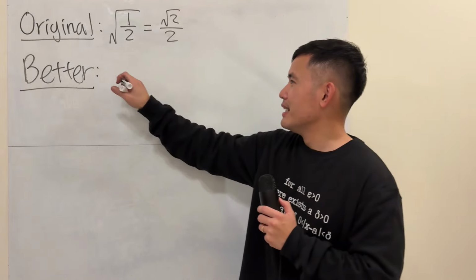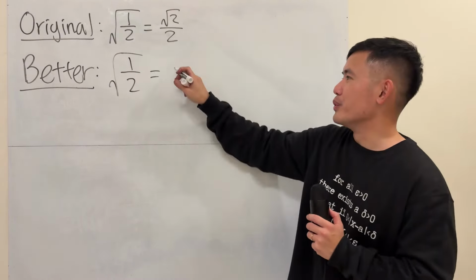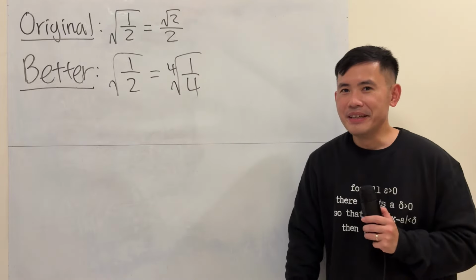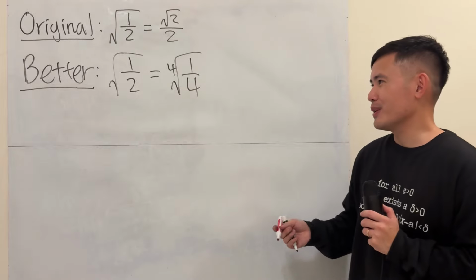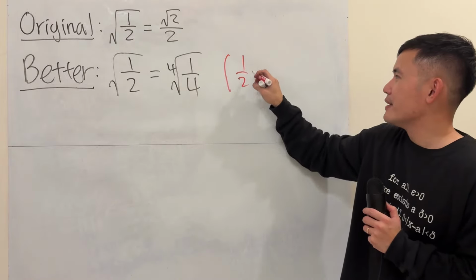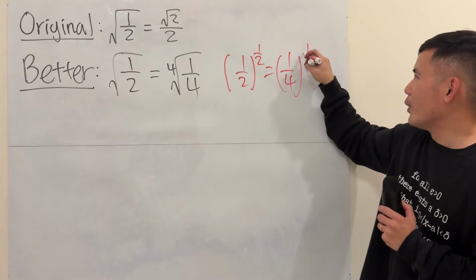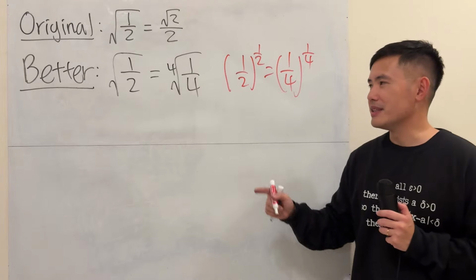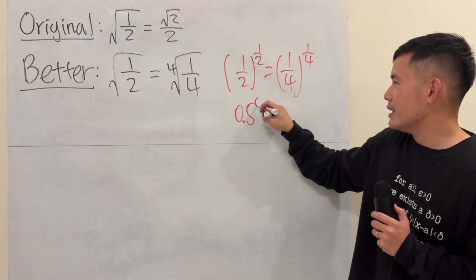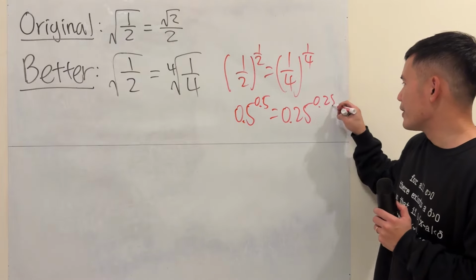Check this out. I will tell you, square root of 1/2 right here is equal to the fourth root of 1/4. And depends on how you want to present it, you can also write this as 1/2 to the 1/2 is equal to 1/4 to the 1/4. Or my favorite one is 0.5 to the 0.5 power. It's equal to 0.25 to the 0.25 power.